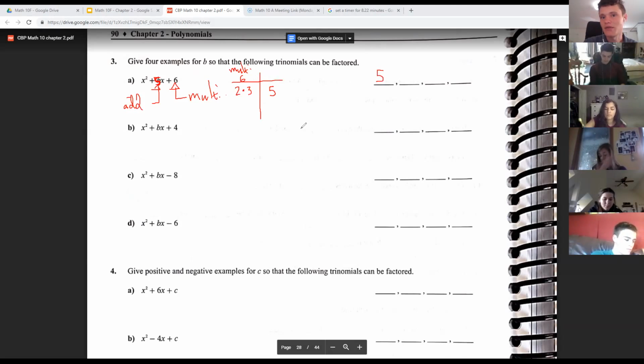So that's one of our options: 5. Can you tell me any other things that would multiply to 6? Negative 2 times negative 3. Great. And so if we add those together, we get negative 5, which means that this B value here could be negative 5 as well.